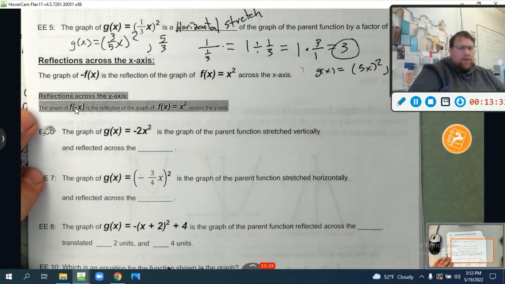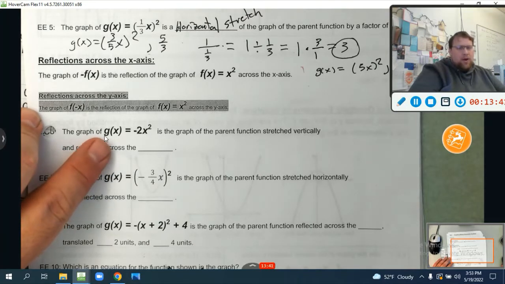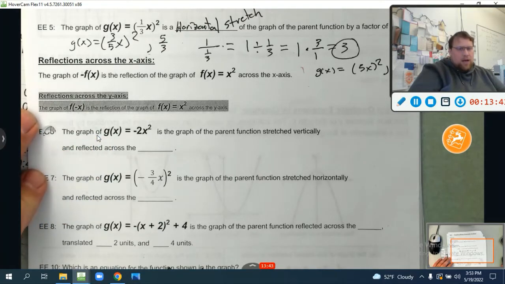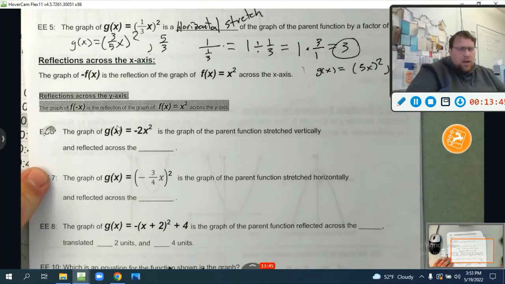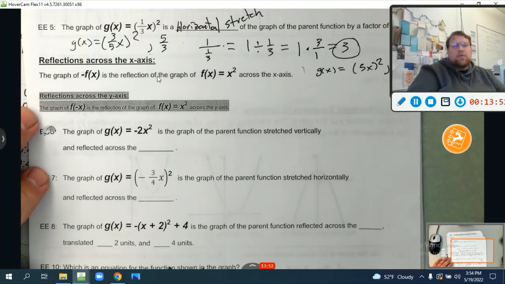It says the graph of f of negative x is the reflection of the graph of f of x equals x squared across the y-axis. Okay? And the x-axis I skipped. The graph of negative f of x is a reflection of the graph of f of x equals x squared across the x-axis. So outside the parenthesis, negative is across the x; inside the parenthesis, negative is across the y.